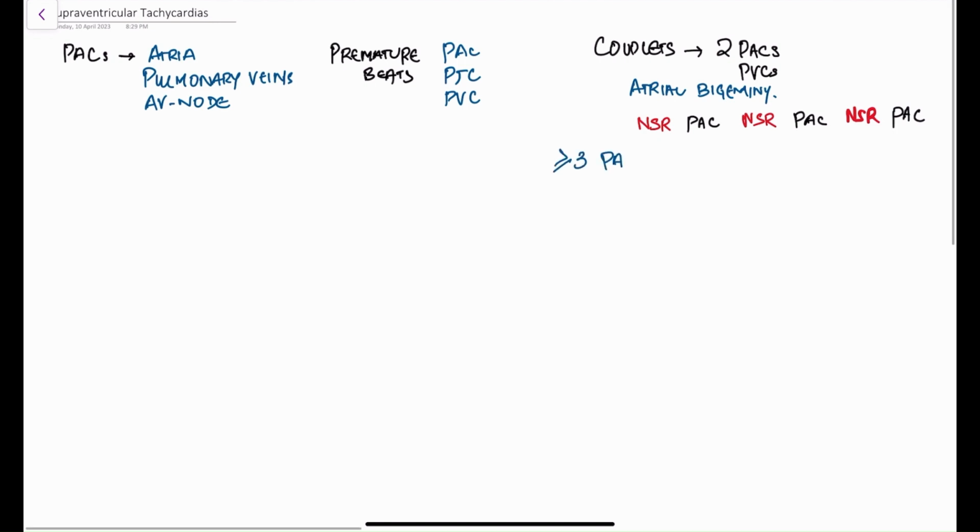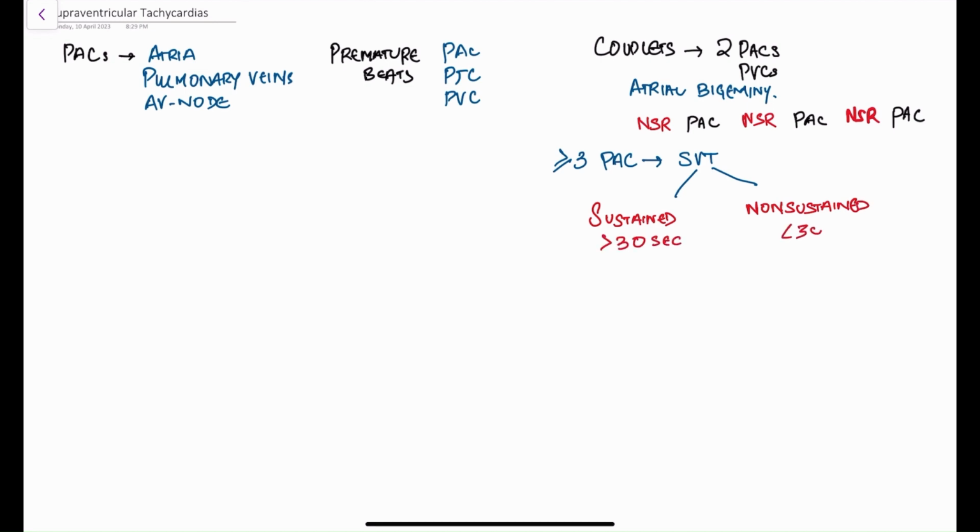More than or equal to 3 PACs will constitute a supraventricular tachycardia. This becomes either sustained or non-sustained. So this basically depends on the time duration. A sustained SVT is going to last more than 30 seconds, and a non-sustained SVT is going to last less than 30 seconds.